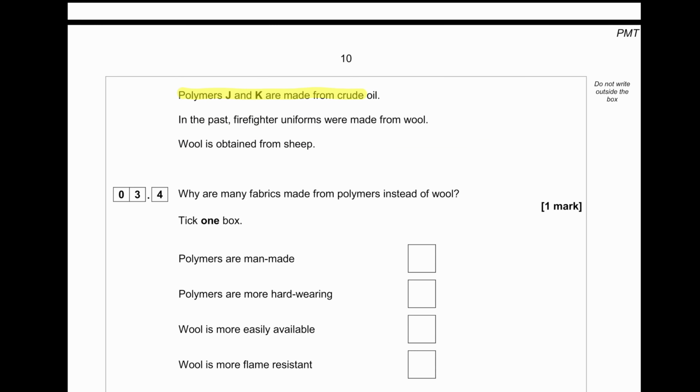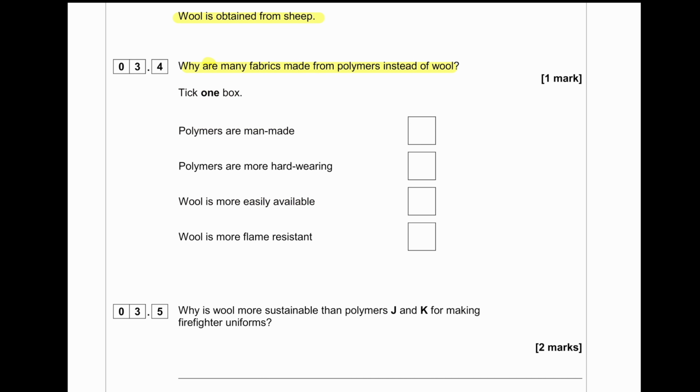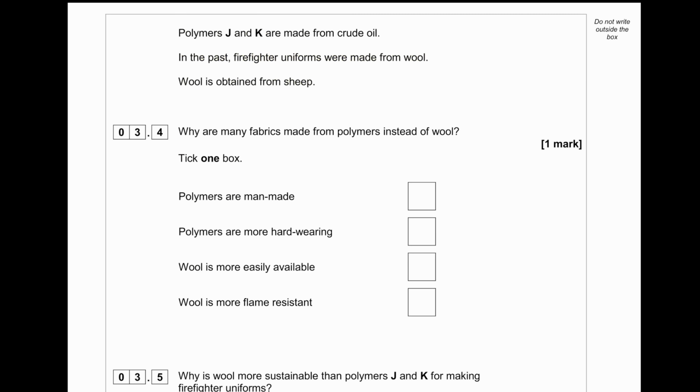Polymers J and K are made from crude oil. In the past, firefighter uniforms were made from wool. Wool is obtained from sheep. Why are many fabrics made from polymers instead of wool? First of all, polymers J and K are made from crude oil. Polymers are man-made.